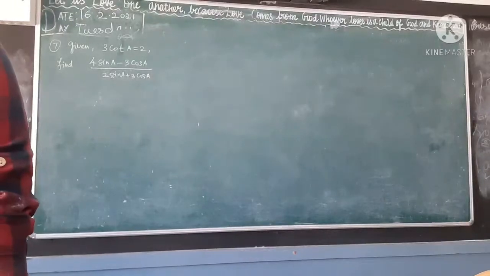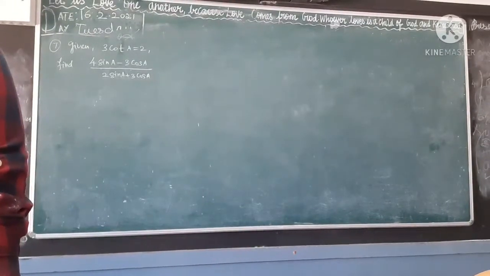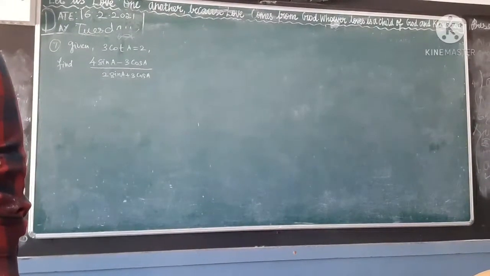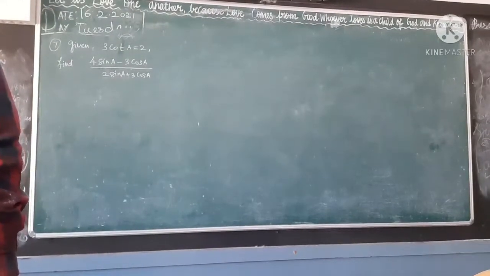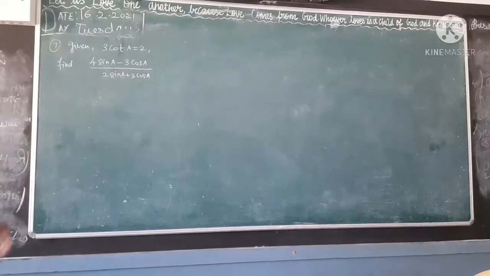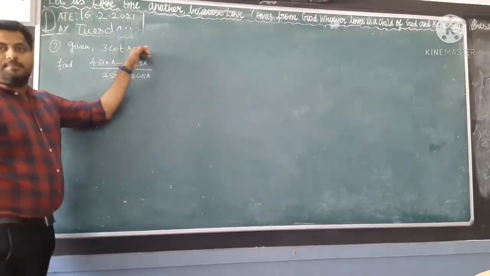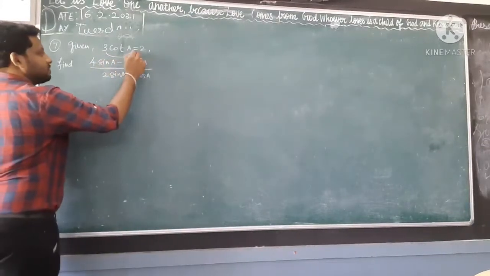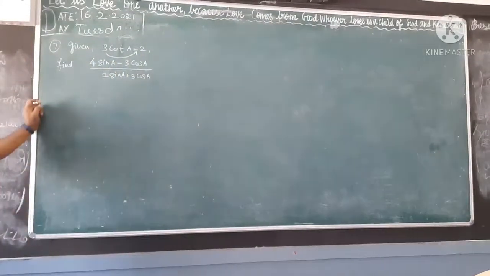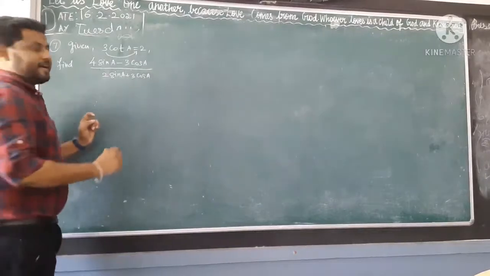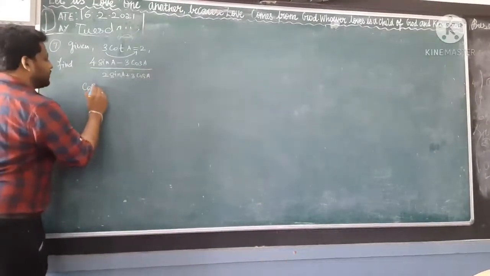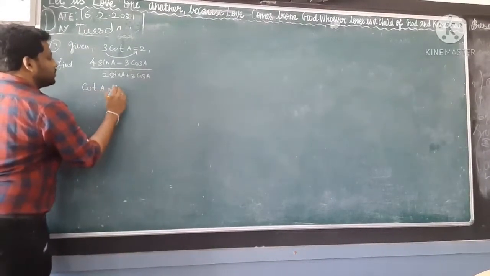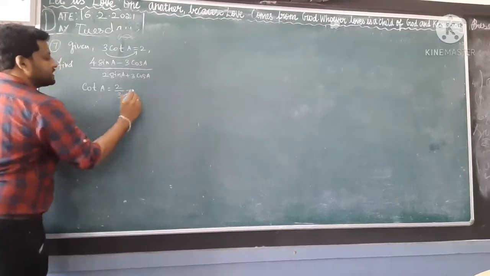Next, seventh question. If 3 cot A is equal to 2, then find the value of 4 sin A minus 3 cos A divided by 2 sin A plus 3 cos A. Given value is 3 cot A is equal to 2. From this we can write, 3 multiplied will change into divide. So cot A is equal to 2 divided by 3. What is the ratio for cot A?